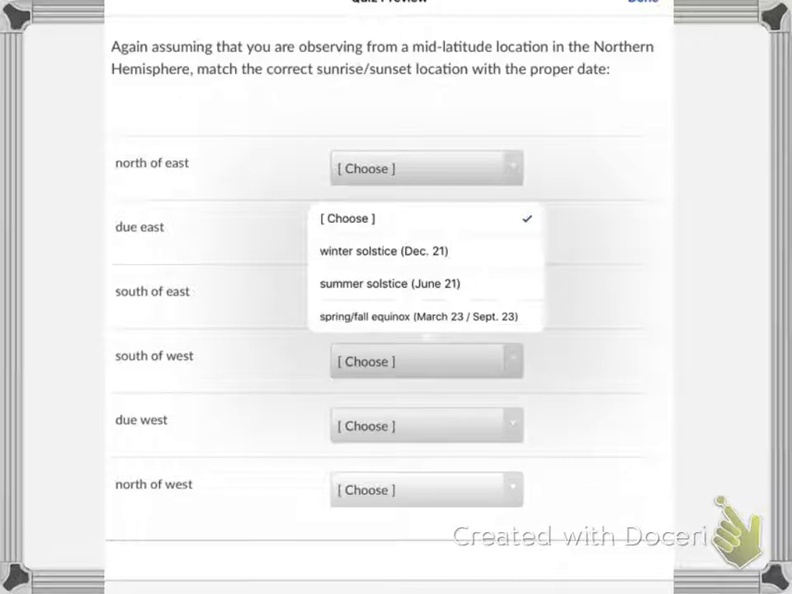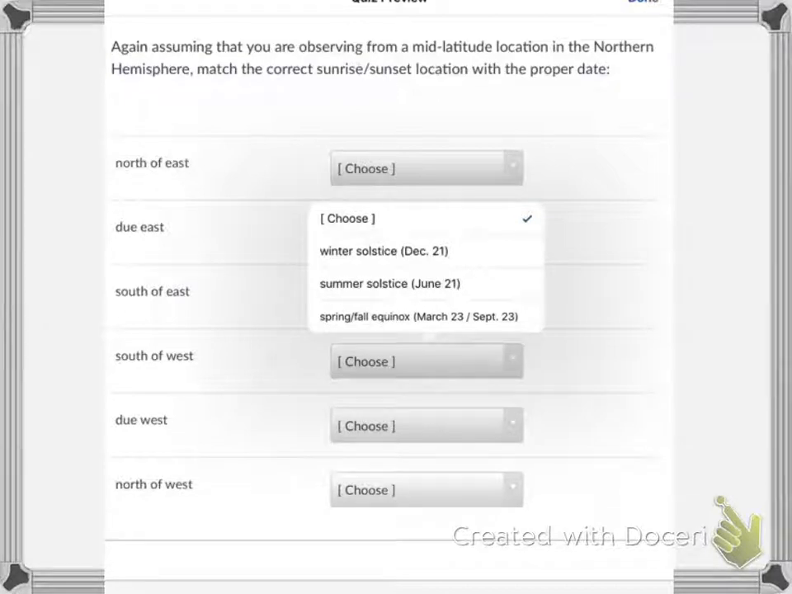Okay, then moving on, question number 4. Here we want to know about the correct sunrise and sunset location with the proper date. So again, you've been given these different locations, and then you just choose from the drop-down the proper date that goes along with the correct sunrise or sunset location.